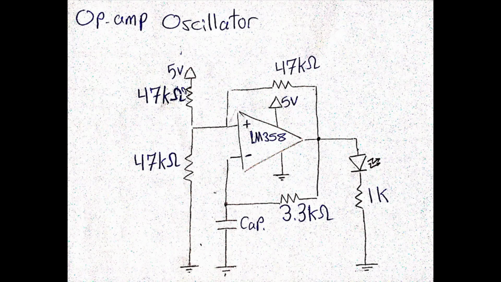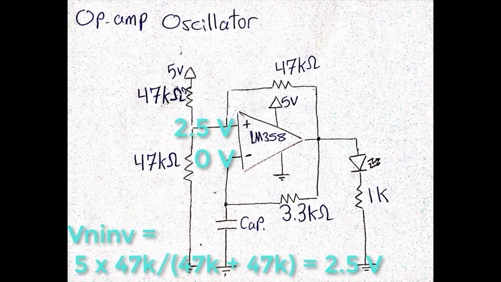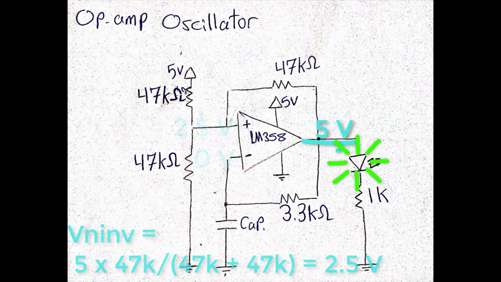At first look at this circuit, we can notice that the non-inverting input of the op-amp is connected to a voltage divider, and the inverting input is connected to a capacitor. At the initial state, the capacitor is discharged, so the voltage at the inverting input is 0, while the voltage at the non-inverting input is 2.5 volts due to the voltage divider. And from the comparator rule, since the non-inverting input voltage is higher than the inverting input voltage, the output will be pulled to 5 volts, which will turn on the LED.